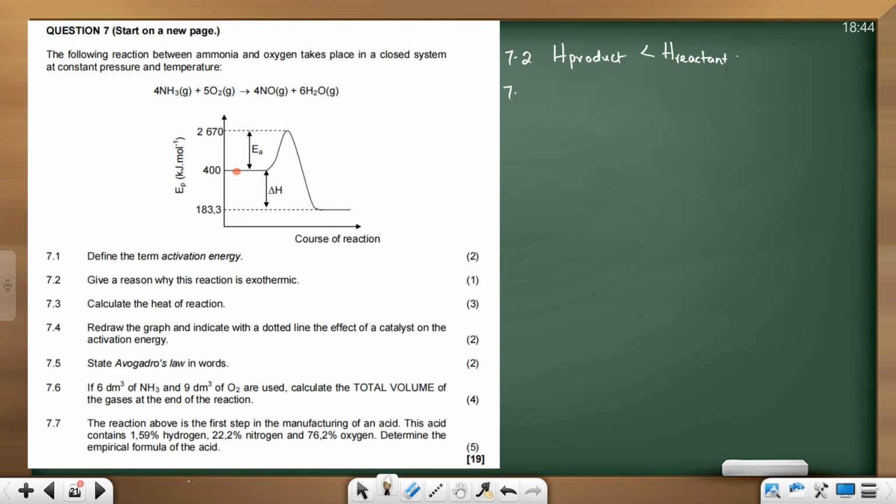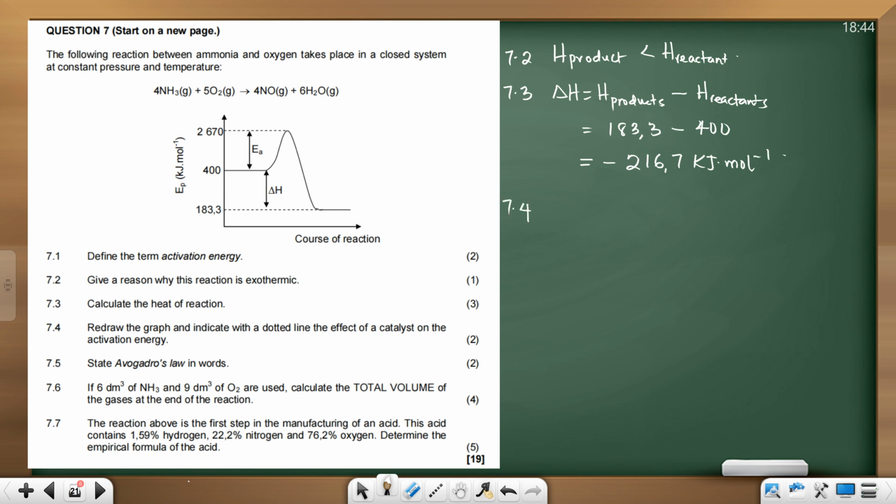7.3. Write the formula first. Delta H equals to what? The heat of products minus the heat of reactants. 183.3 minus 400. What's your answer? 216.7 kilojoules, don't forget, per mole.